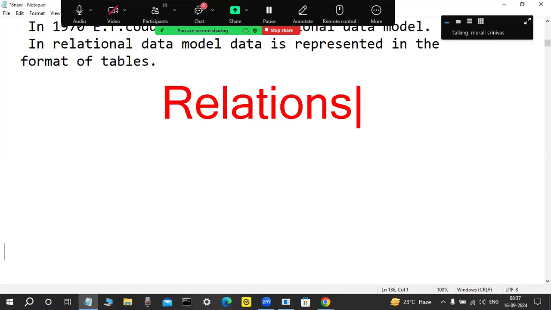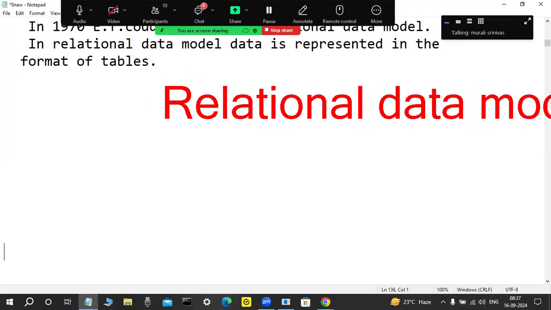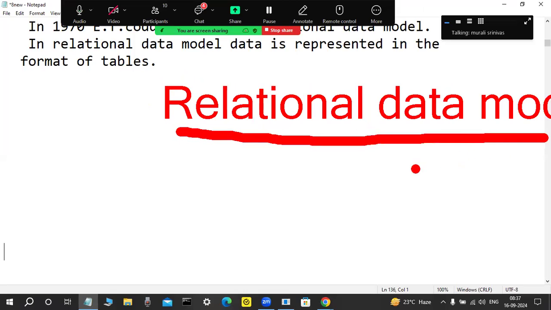Relational data model products are more popular. Java developers are using relational data model products only on the backend side. Programmers still use this one. Now observe here. What are the relational data model products available in the market? Anybody tell me?